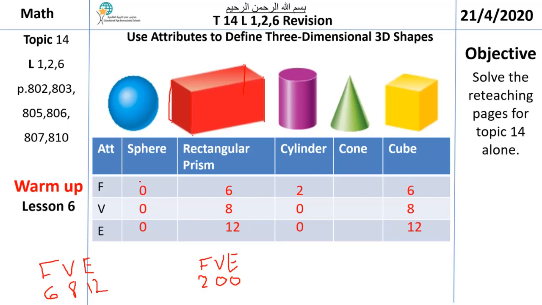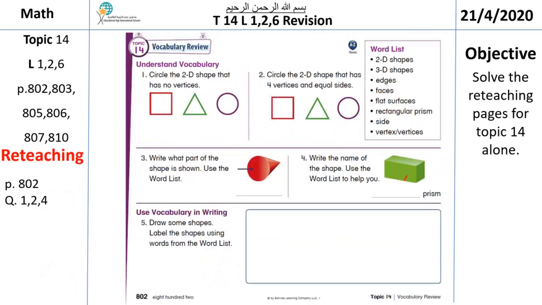Which shapes have the same flat surfaces? You will say the rectangular prism and the cube. Which shape has the same vertices and edges? It could be the sphere or the cylinder. Both have the same V and E. So this is 0 and 0, this is 0 and 0. So you should be able to get the FVE for all of the shapes and use them to find different answers. Okay, girls?